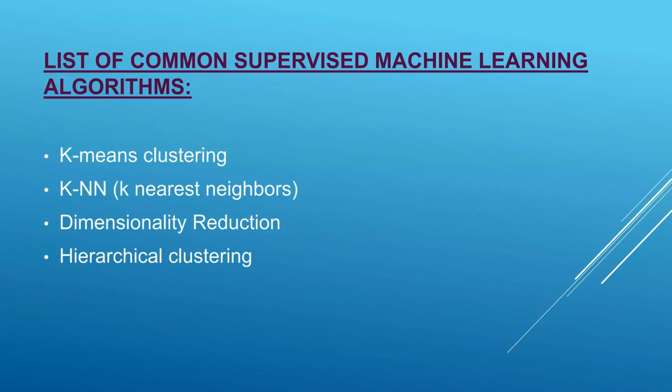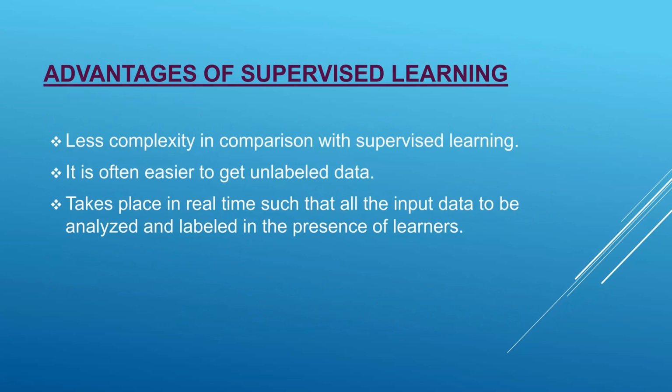List of common unsupervised machine learning algorithms: k-means clustering, KNN, k-nearest neighbors, dimensionality reduction, hierarchical clustering. Advantages of unsupervised learning: less complexity in comparison with supervised learning. It is often easier to get unlabeled data. It takes place in real time, such that all the input data is analyzed and labeled in the presence of learners.